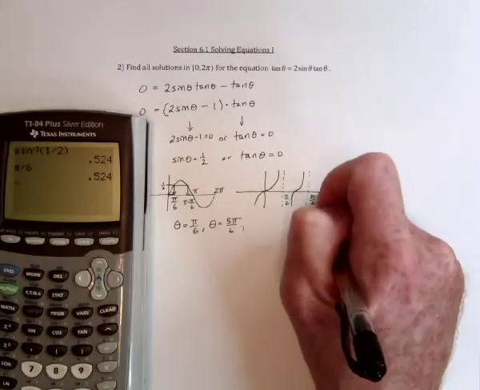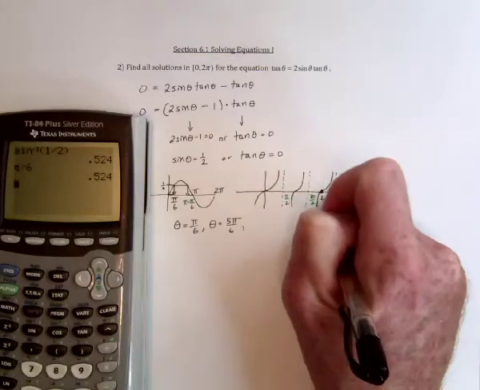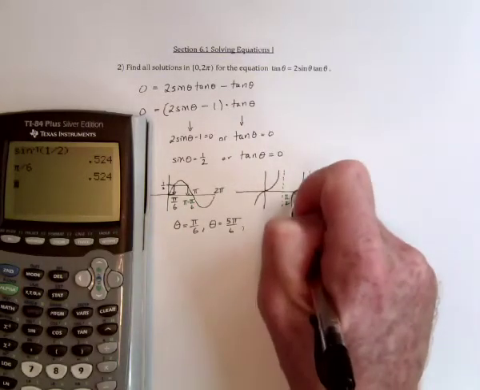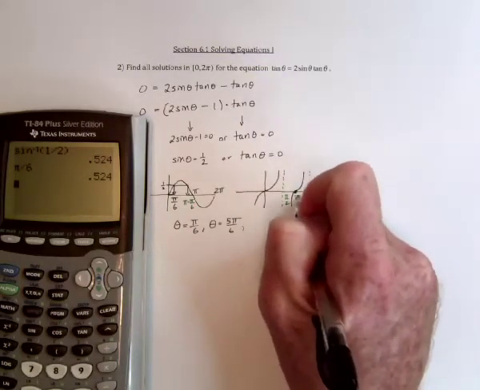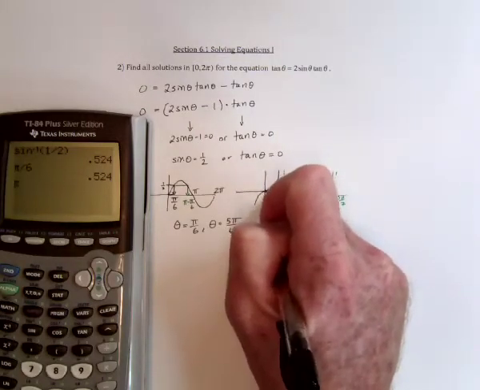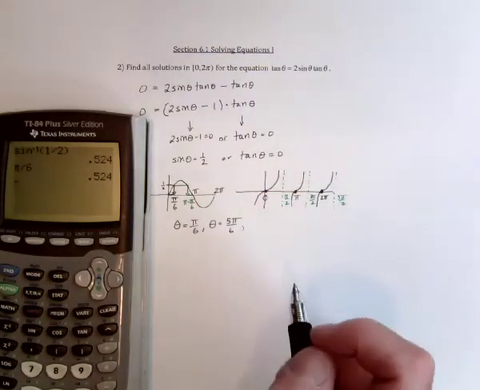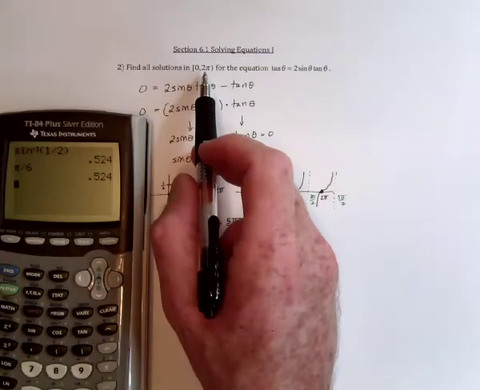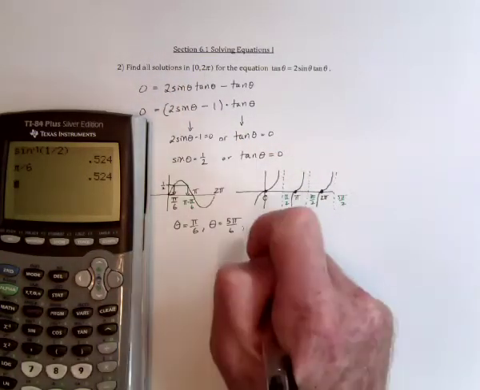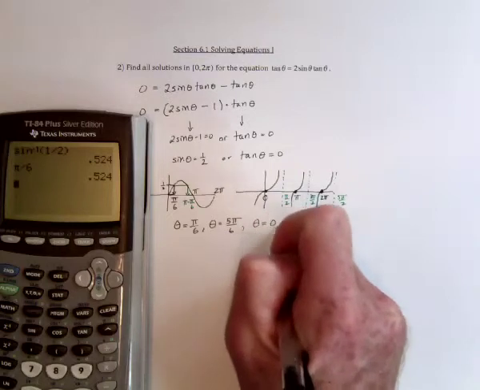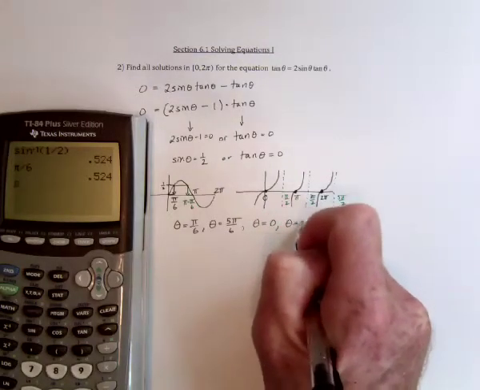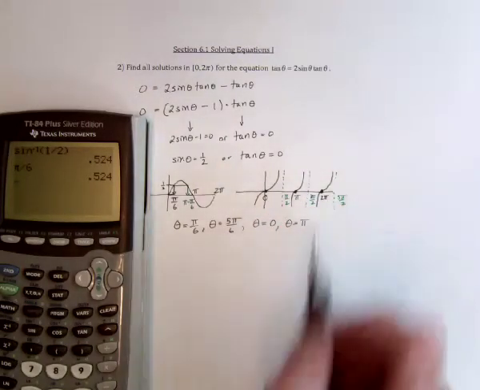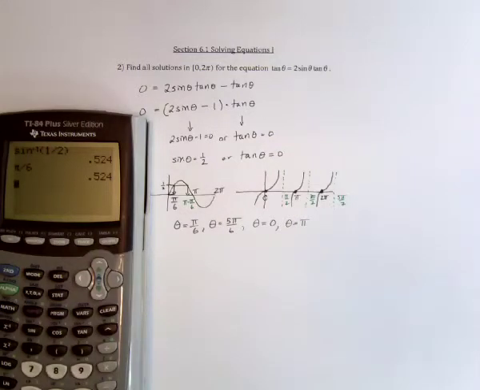So it equals 0 here, which would be at 2 pi, here, which would be at pi, and here at 0. And so this says do include the 0, but don't include the 2 pi. So another solution would be 0, and another would be pi, and we don't need to include the 2 pi.